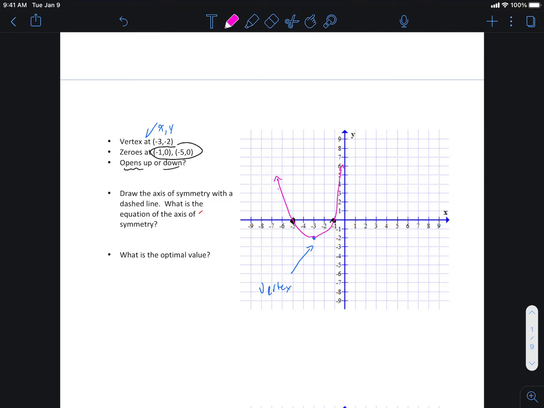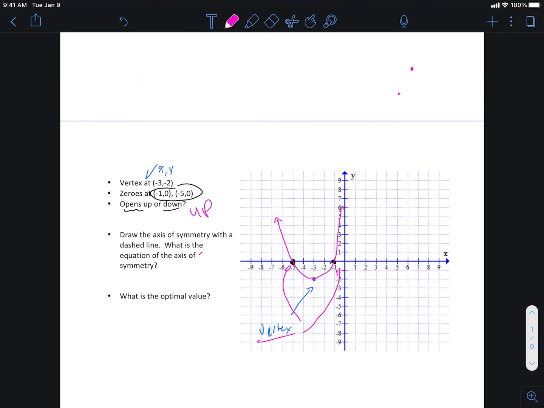Okay. So is that parabola opening up or down? It's opening up. And it's opening up because the vertex here is below the 2 x-intercepts. If it was above, for instance, I'm just going to draw something here, it's not going to be too neat. If there are your x-intercepts here, now the vertex is above. And so when I connect the dots, it's opening down.